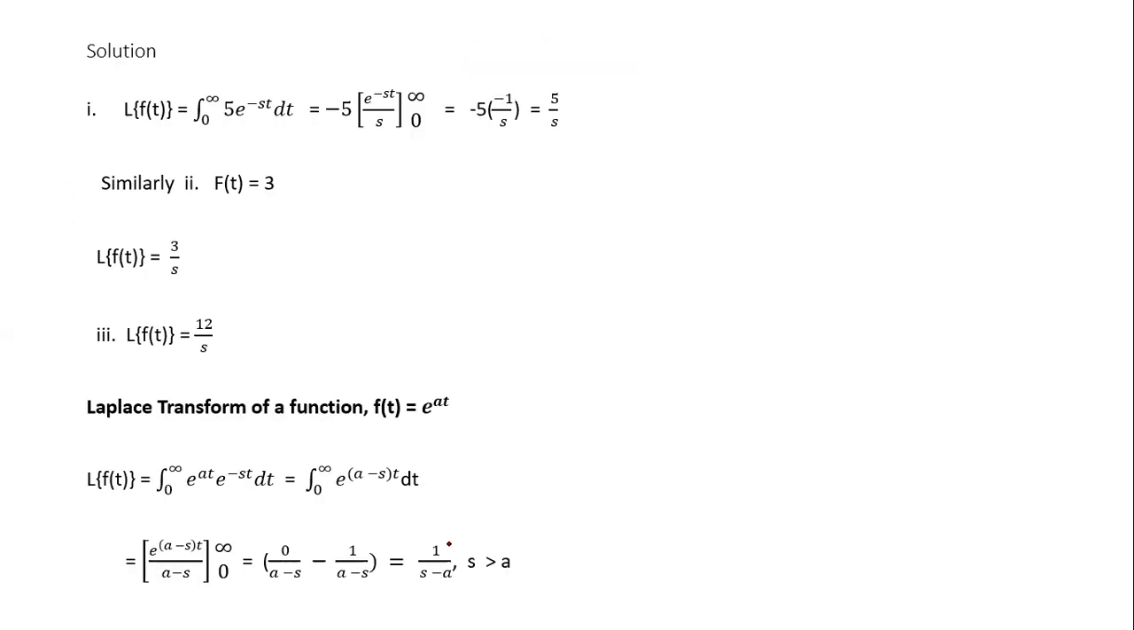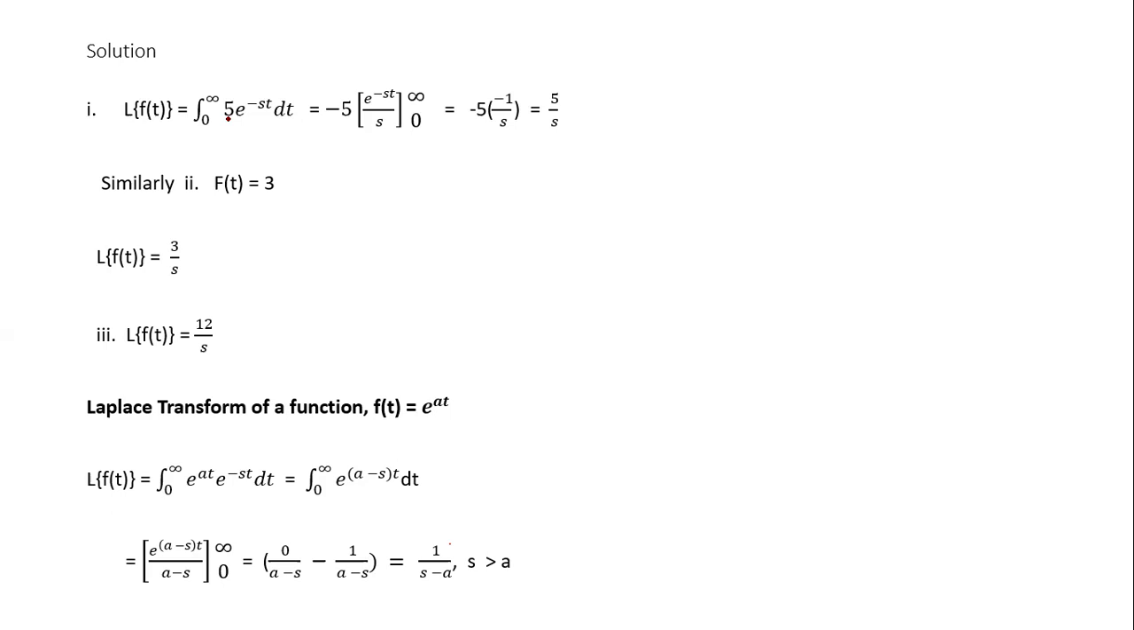But let's see how you can take them through step by step. The Laplace of f of t is equal to the integral from 0 to positive infinity of 5 multiplied by exponential negative st dt. That will transform it to s.